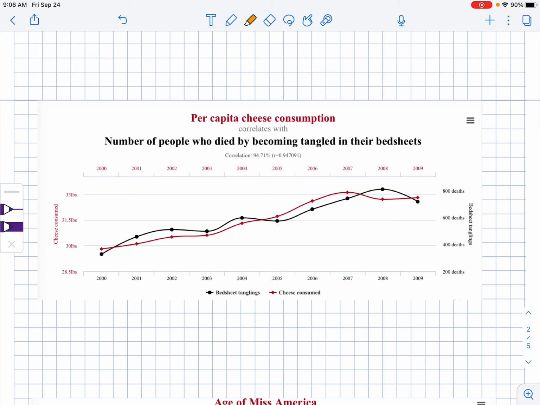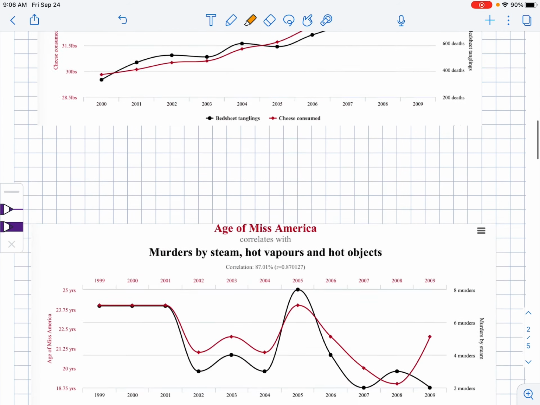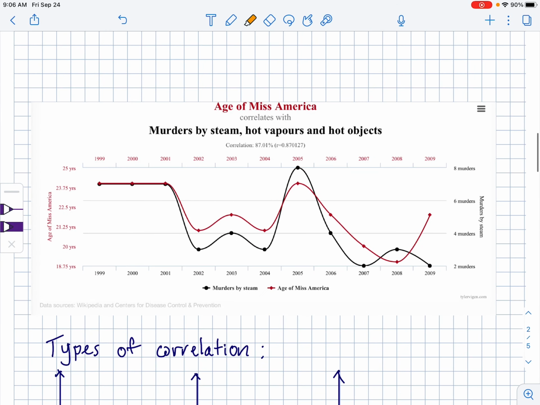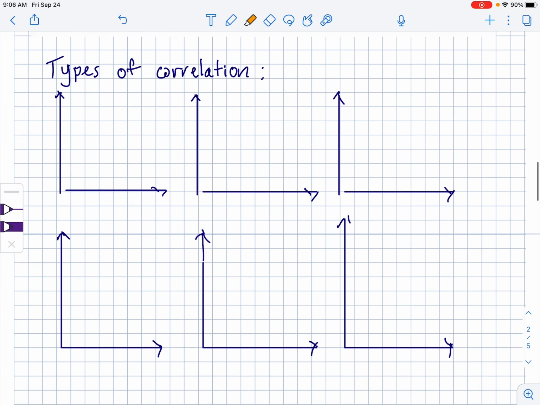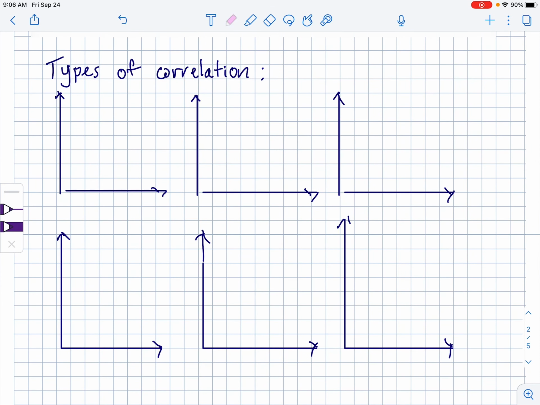Some other classic examples: per capita cheese consumption and number of people who died by becoming entangled in their bed sheets. The age of Miss America and murders by steam, hot vapors, and hot objects. This one's wild. Look at the trends. They follow each other so much. Does that mean the oldest Miss America is 25? Interesting.